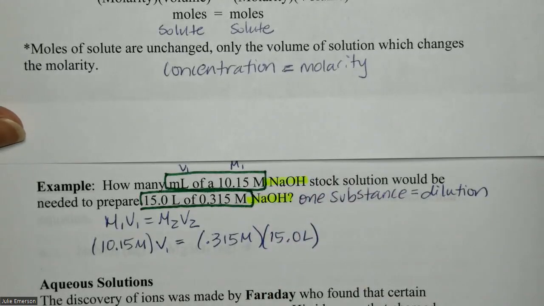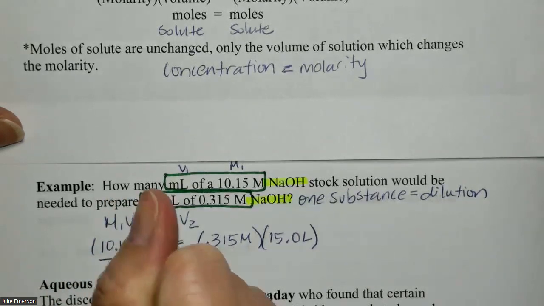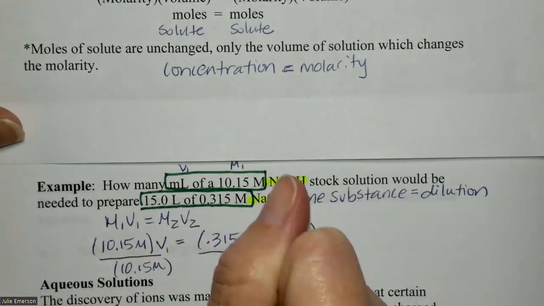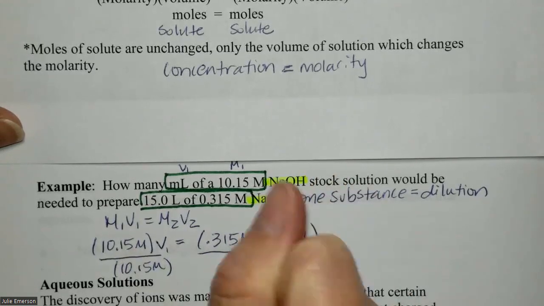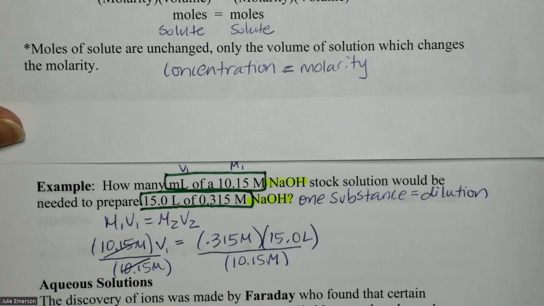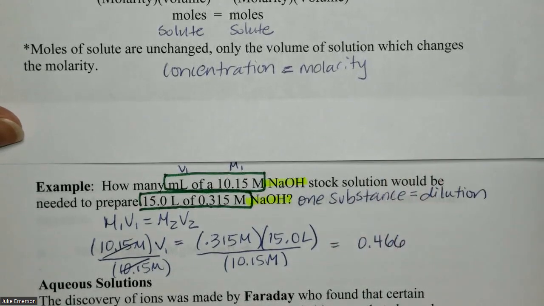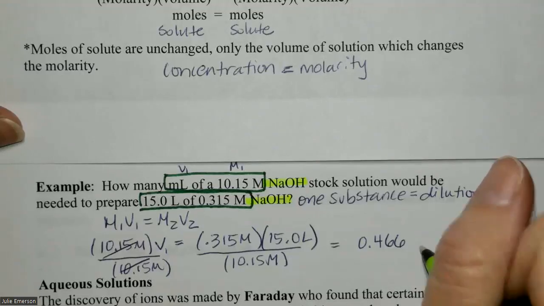So to solve for V1, I'm just going to divide both sides by 10.15 molar. All right, we got rid of that initial molarity on the left side. So I'm going to take 0.315 times 15.0 and then divide that by 10.15. Keep least sig figs. So I get 0.466 after rounding up because I'm cutting off a 5.